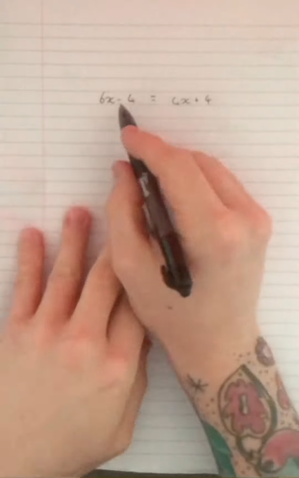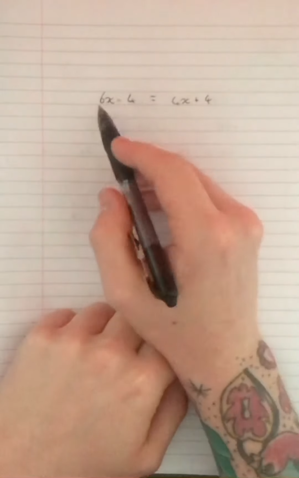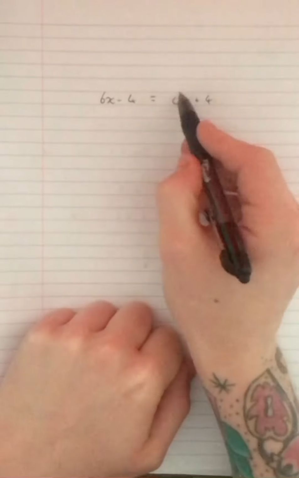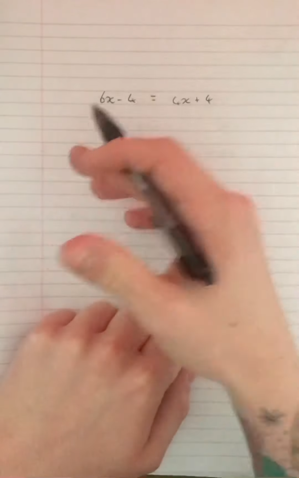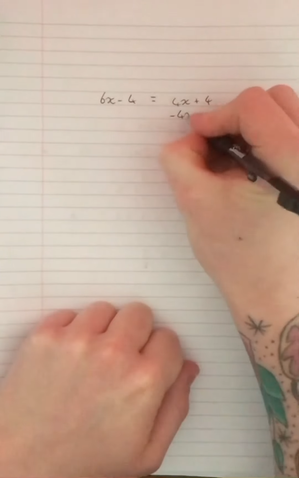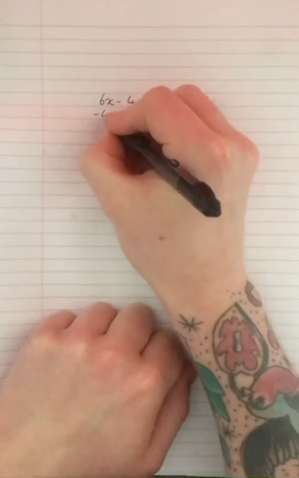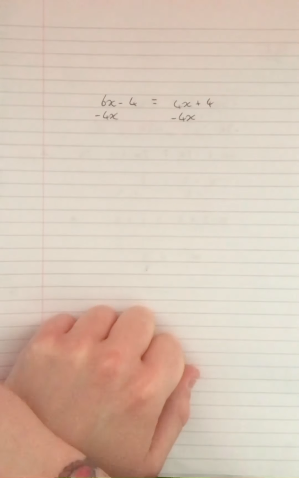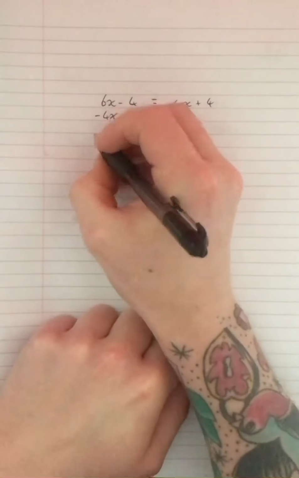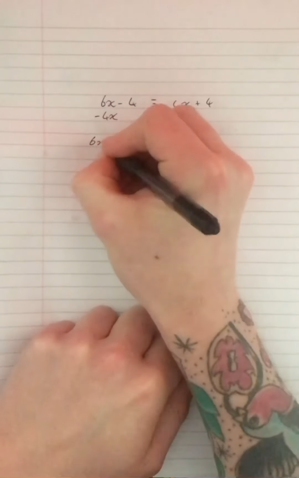Right guys, I'm going to very quickly go through the working then. So we've got 6x and we've got 4x. 4x is the smaller of the two amounts of unknowns, so I'm going to deal with that first. And I'm going to have to subtract 4x from both sides of the equation to deal with that. Okay, we have to do the same thing to both sides of the equation, otherwise it isn't an equation anymore, it's not equal.